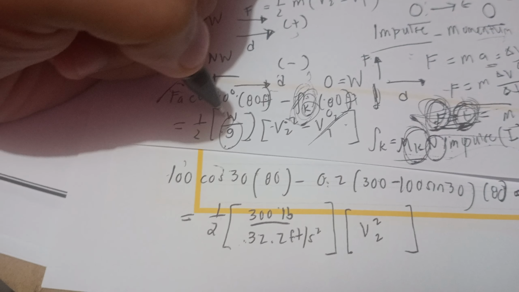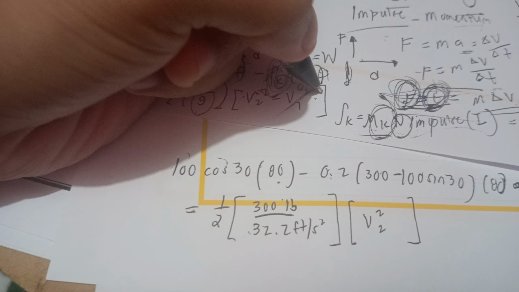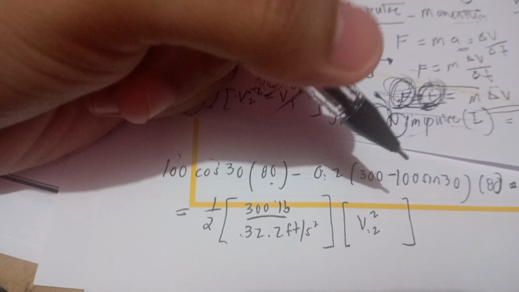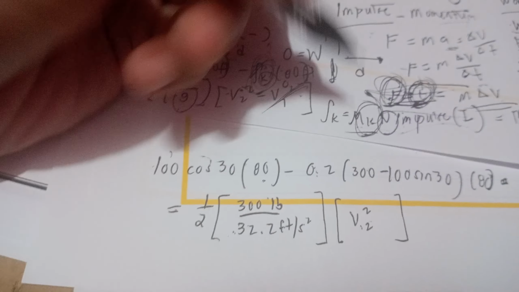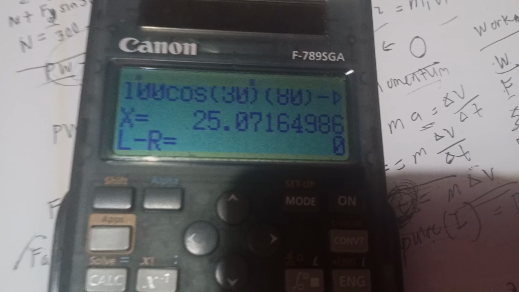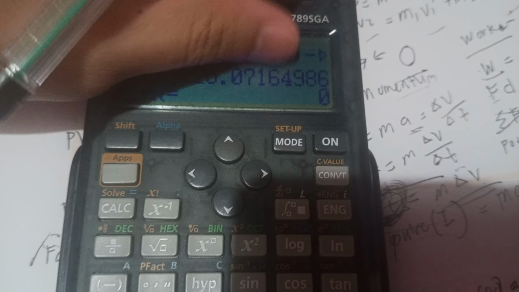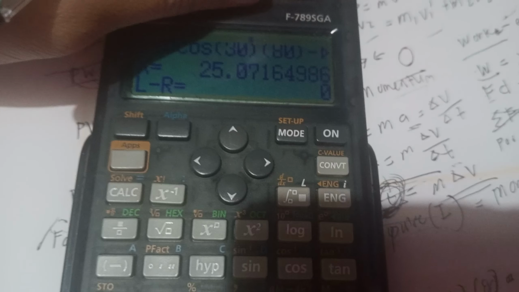So, equal siya saan? 1/2 times yung mass. Ang mass natin is yung weight over g. So, 300 over 32.2 multiplied by v2 squared. Ibig sabihin, matitira na lang is v2. Pwede nyo na lang i-manipulate or i-shift solve nyo. Para mas mabilis, shift solve ko na lang. Ang lumabas is 25.0721, ganun. Nakadepende kung ilang decimal point. So, let's say yan yung final answer.